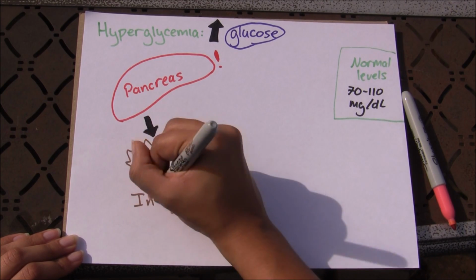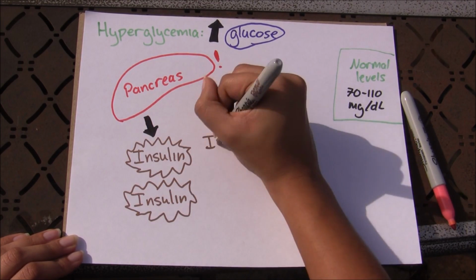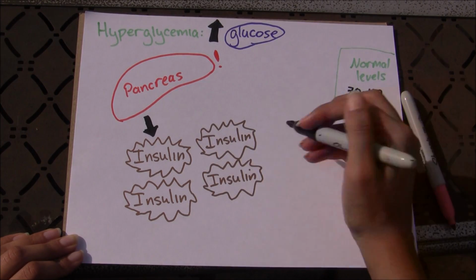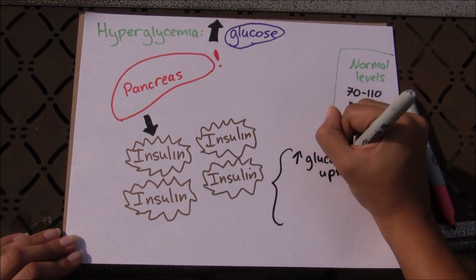The first way is that it causes cells to increase glucose uptake. The second way is that it increases glycogenesis in the liver. And the third way is that it inhibits glucagon secretion.